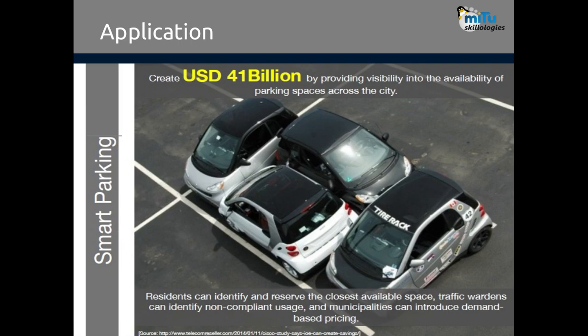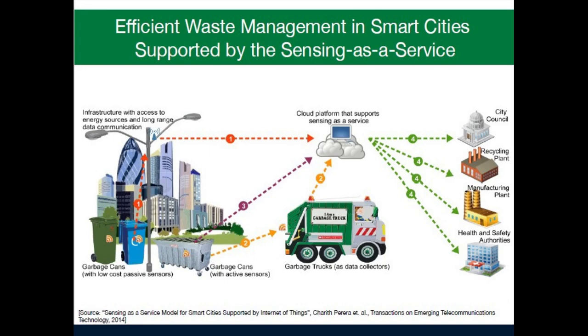So in this way the smart parking system can be implemented, or we can make use of efficient waste management in smart cities supported by sensing as a service. We can identify all of these areas like city council, recycling plants, manufacturing plants, or health and safety authority. All of that we can connect in a cloud, and that can be connected to your garbage truck. Once the garbage is collected, we can track where it's going, whether the garbage bins are full or not, where they are present, and what their condition is. All of this we can track with the help of IoT, and in smart cities this can be implemented very effectively. All of them can be connected so easily with the help of an IoT system.